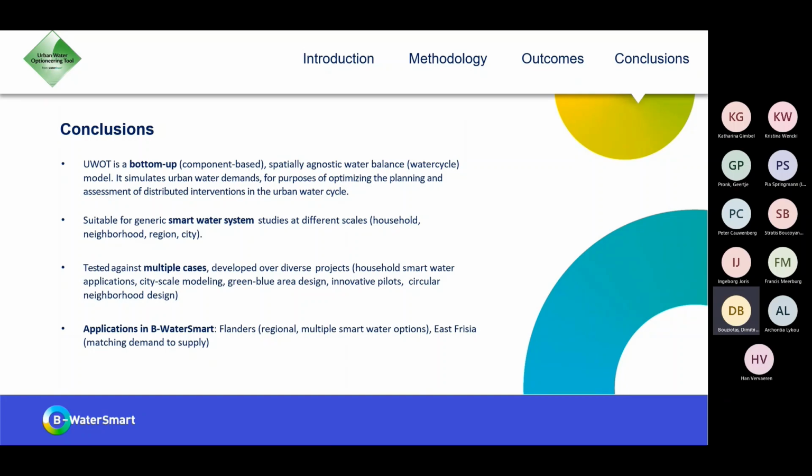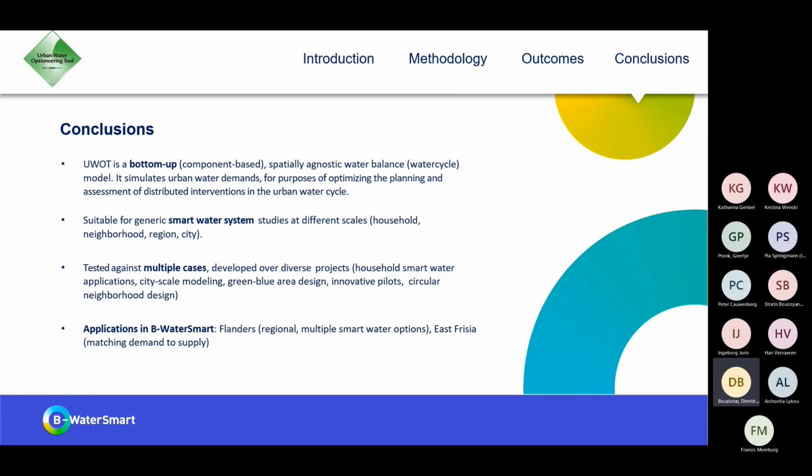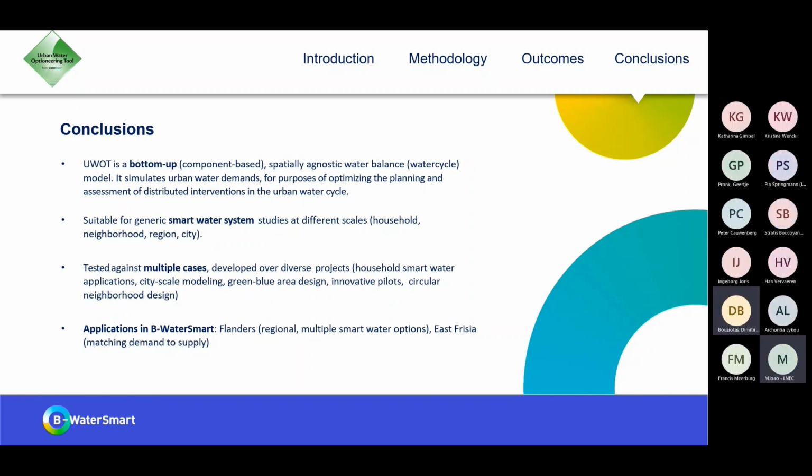Firstly, UWOT is a component-based water cycle model, able to simulate water demands in different domains, for instance, drinking water, wastewater, and runoff. It can be used to provide a whole system view, simulate responses, and explore the what-if scenarios. So by definition, UWOT is able to handle many cases of smart water systems at multiple scales, for instance, household, neighborhood, and region. And UWOT has been tested against multiple cases and developed in a diversity of projects.